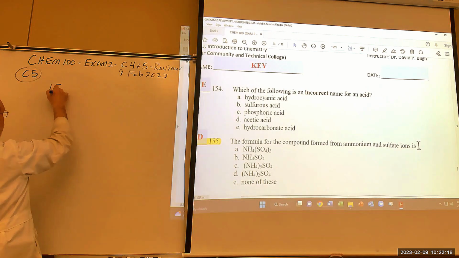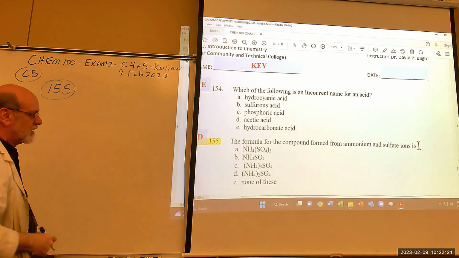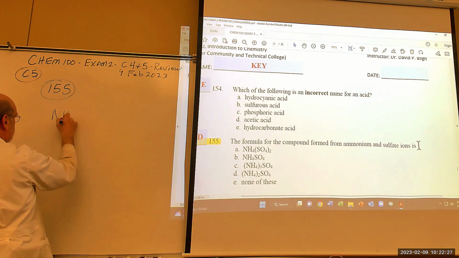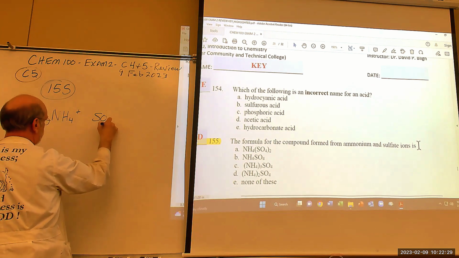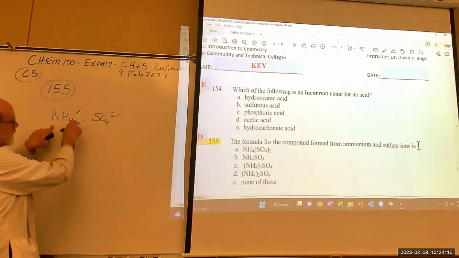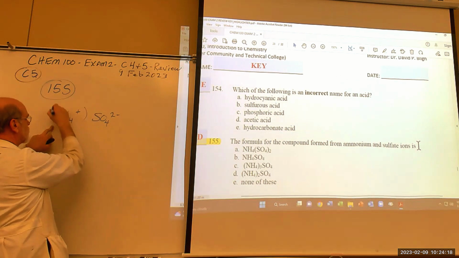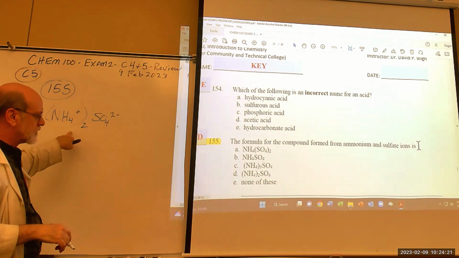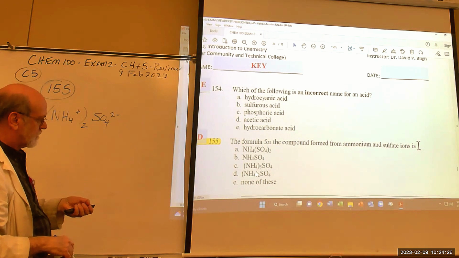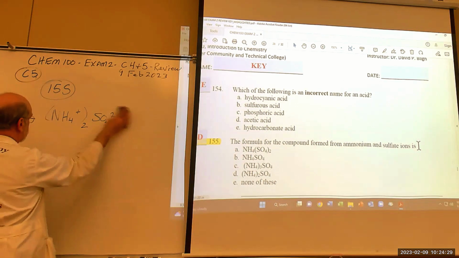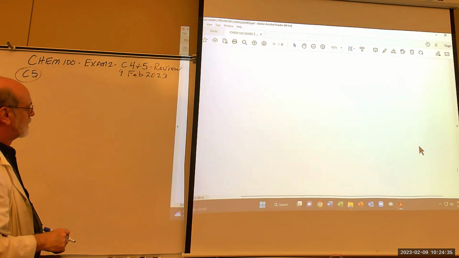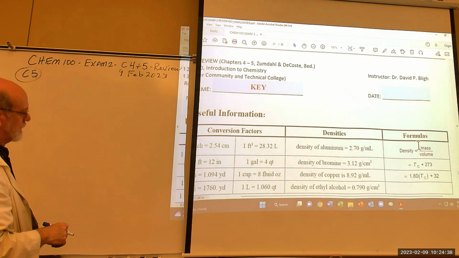155. The formula for a compound formed from ammonium and sulfate ions. There's your sulfate, there's your ammonium. If we've got a 1+ charge here and 2- there, we need 2 of these. So NH4 taken 2 times, SO4. Right here. All right, that's it.